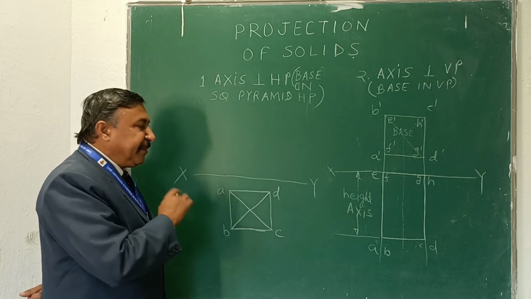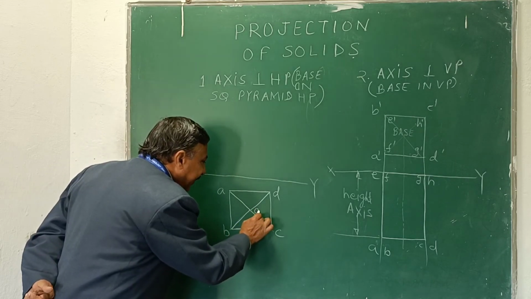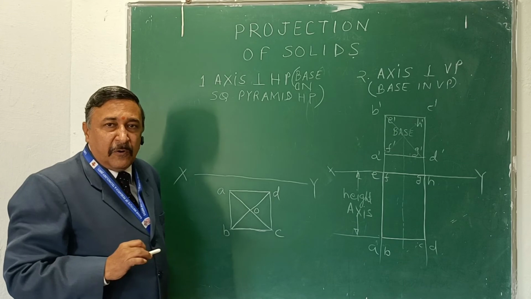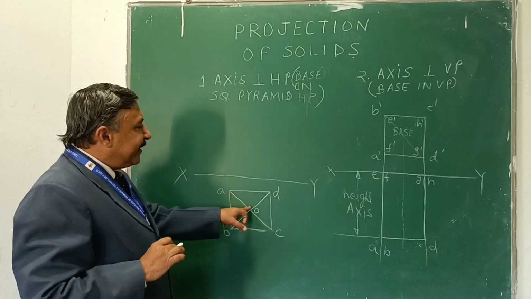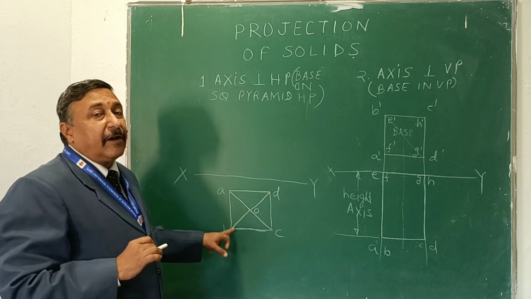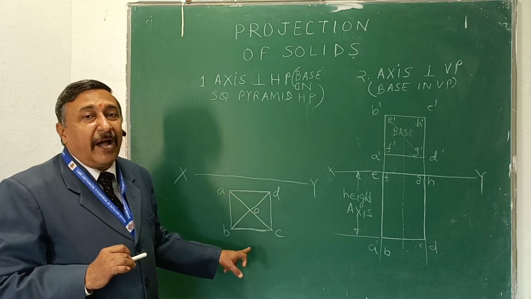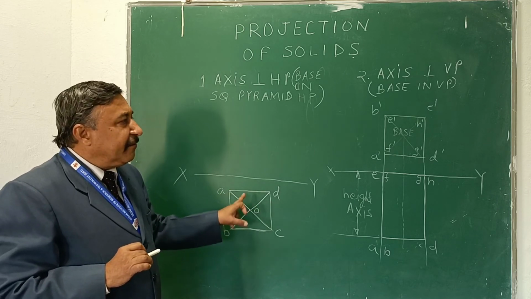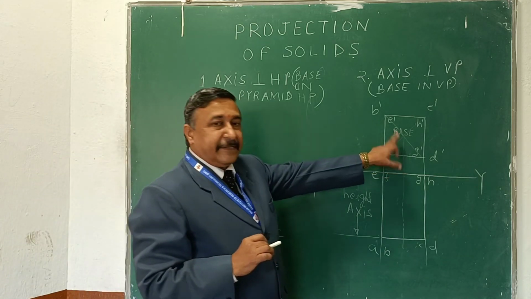So this is A, B, C, D. This is the base of pyramid and also apex, it is O. And the slanting edges join apex to corner of base. This is the complete top view of square pyramid. So see what is the difference? Base and base.